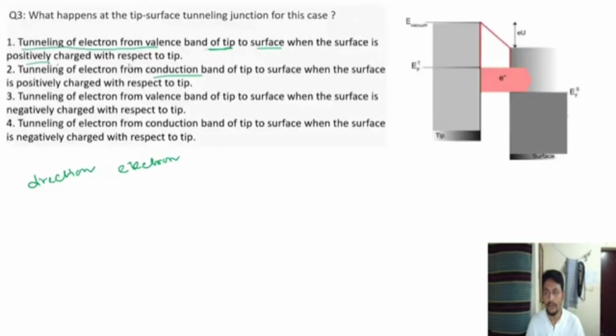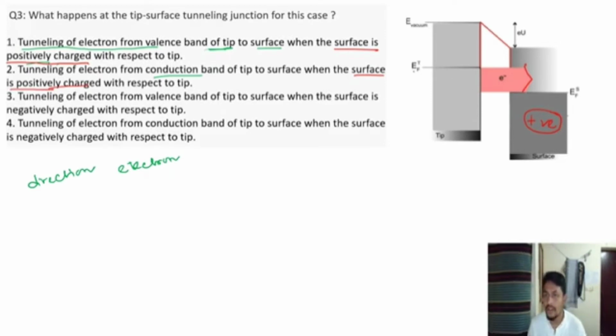Now come back to this. The electron is going towards this direction, as mentioned, that means this is positively charged. So the surface needs to be positively charged. So these two are correct options, because the electron is going towards this, that means this is positively charged, right?